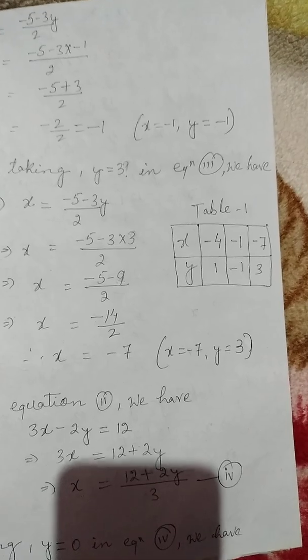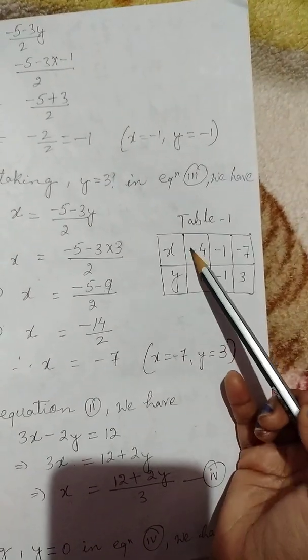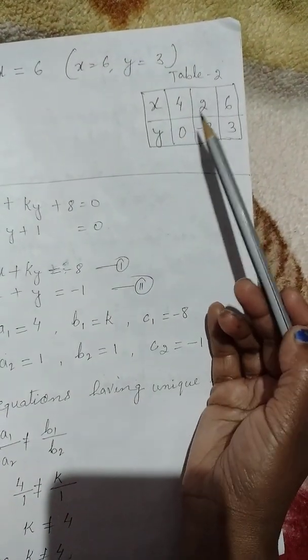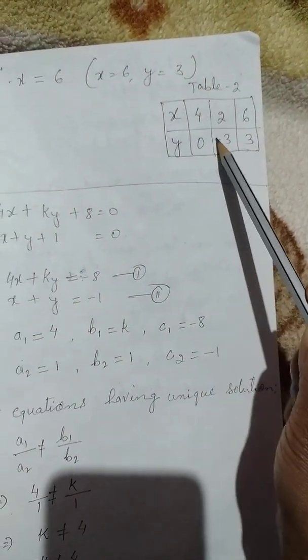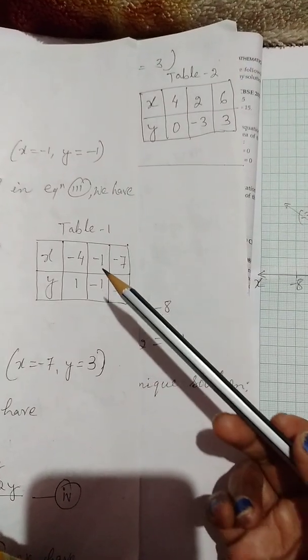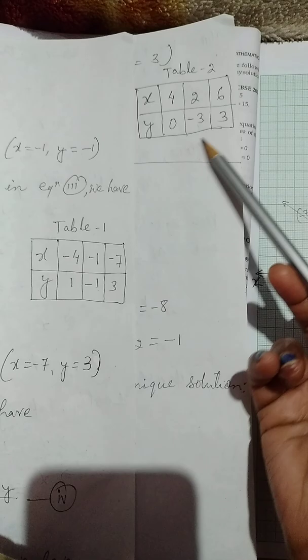Now at the end we will plot this table and this table in the graph. So I'll continue with the graph. So we have both table 1 and table 2.